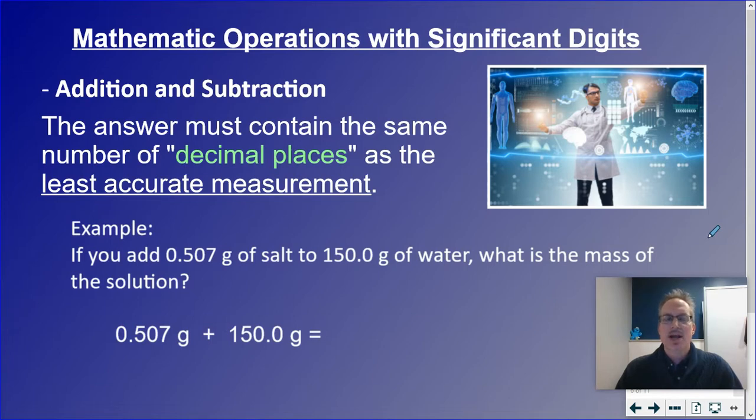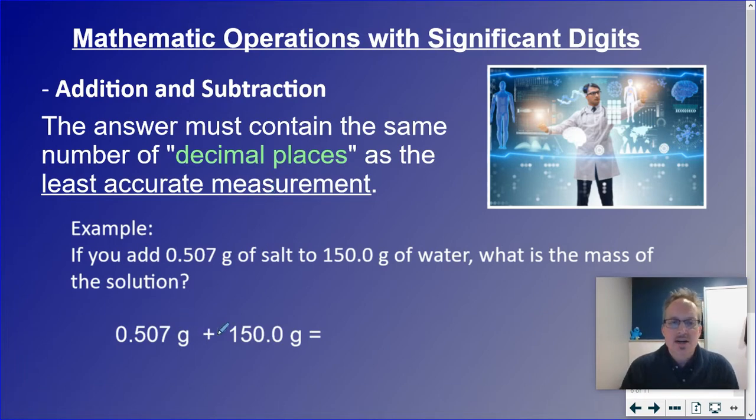During addition and subtracting, the rule is going to be always put your answer in the least number of decimal places, or what we like to call the least accurate measurement. So if I take a look at this example down below, we are going to add 0.507 grams of salt to 150.0 grams of water.